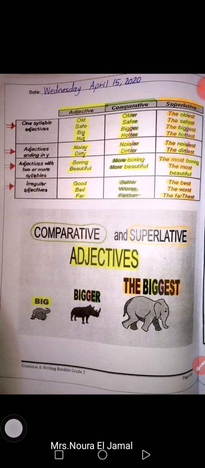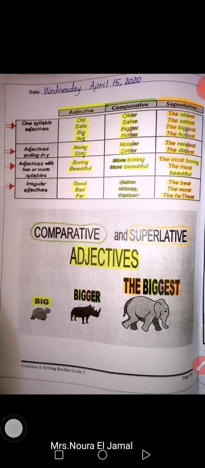Adjectives with two or more syllables, boring and beautiful: more boring and the most boring, more beautiful and the most beautiful. Irregular adjectives: good became better than and the best, bad, worse than and the worst, far, farther than and the farthest.